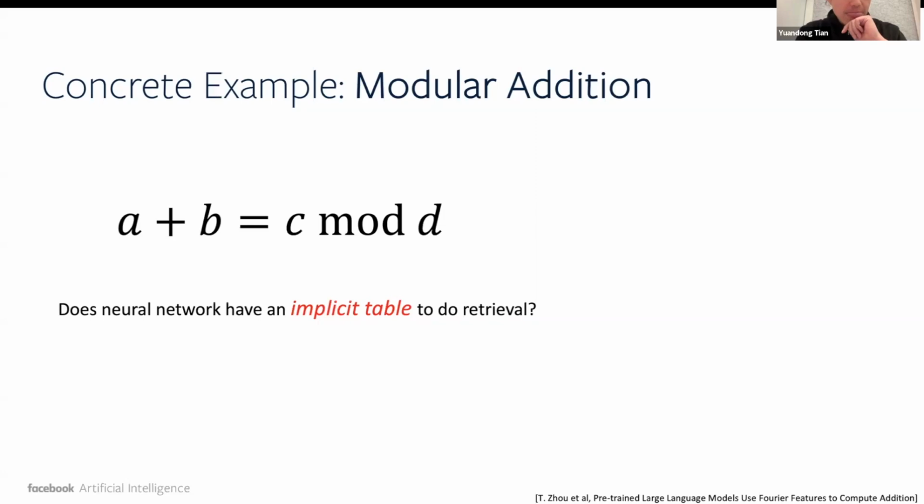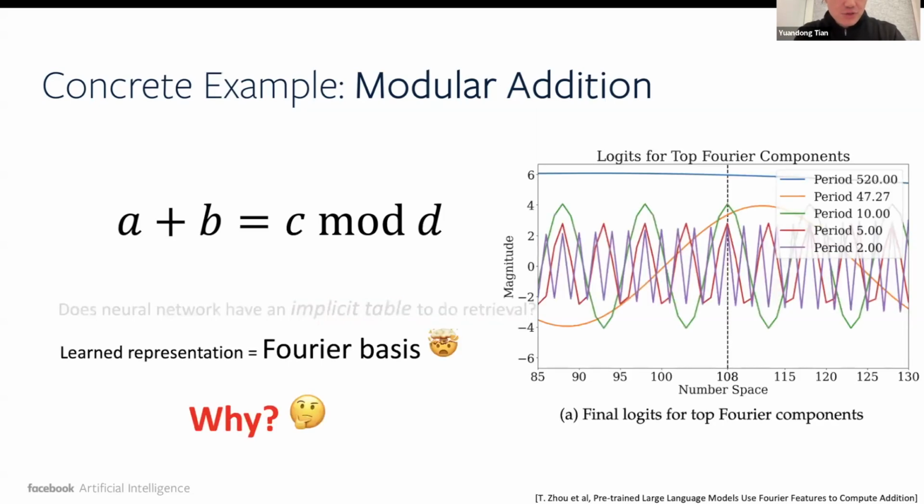That's pretty much it. But then you may naturally think that maybe the neural network has an implicit table to do retrievals, so you would expect that the neural network will learn to retrieve from some tables. But interestingly, if you actually train the models, what you see is that they learn a Fourier basis to represent this modular addition task.